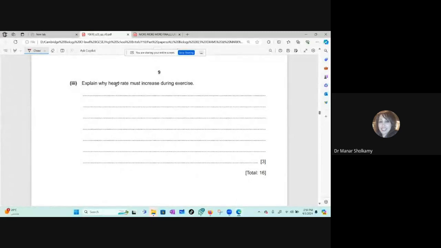Okay, explain why the heart rate must increase during exercise. 3 marks. Now, this is an easy question. Give me an answer. Why is the heart rate increasing during exercise? To increase the respiration and aerobic respiration rate in the muscles. Okay, that's it.